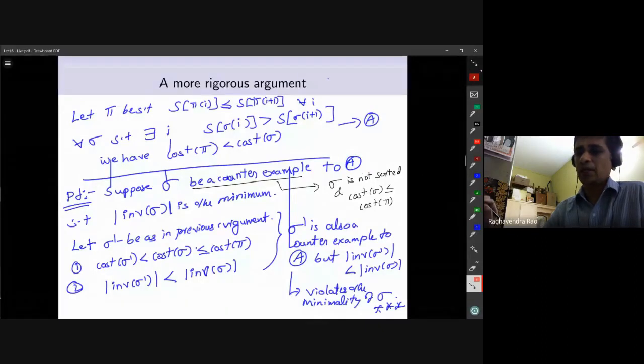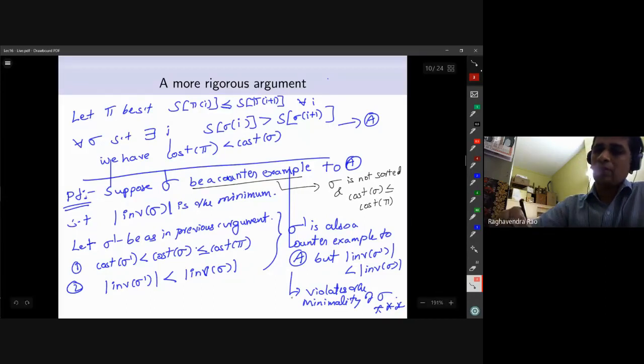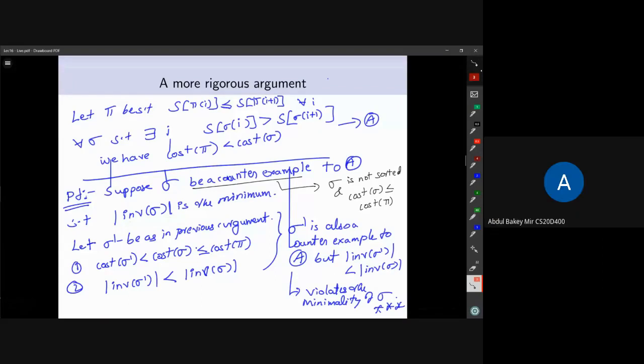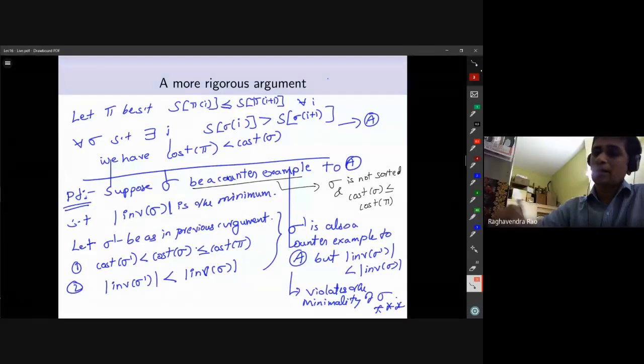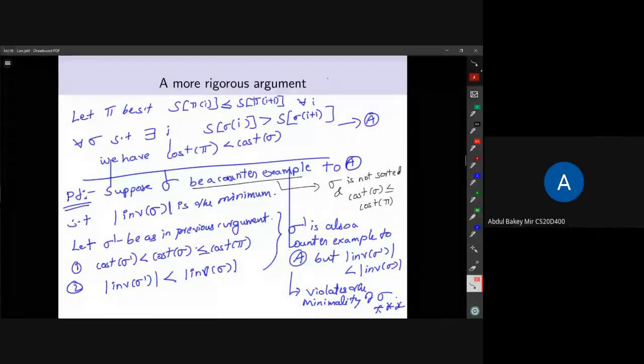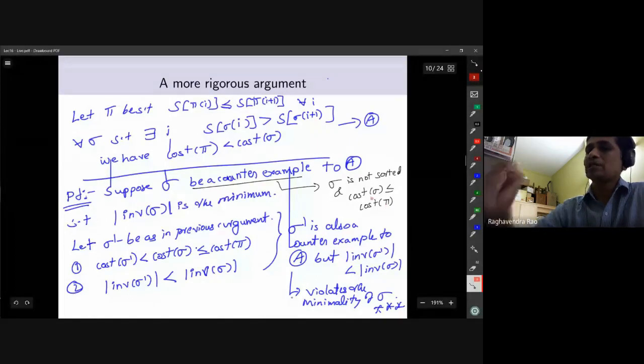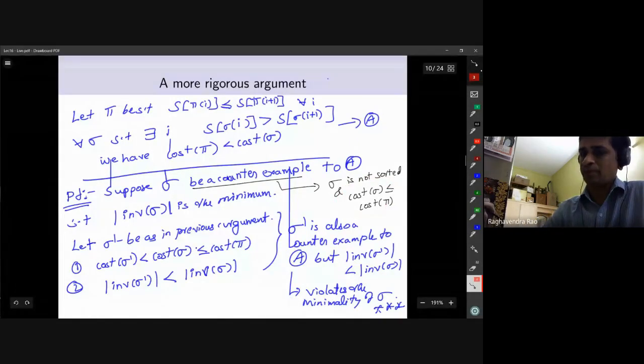There is one corner case which I didn't discuss. When the number of inversions is equal to 1, what happens? We won't get any better. We are getting a sorted array already, right? So sigma prime is a sorted array. So it already violates the statement, so you already know that this statement is false. That is, the cost of pi is less than the cost of sigma, but our assumption was that the cost of sigma is less than or equal to the cost of pi. That was one corner case I didn't really discuss.